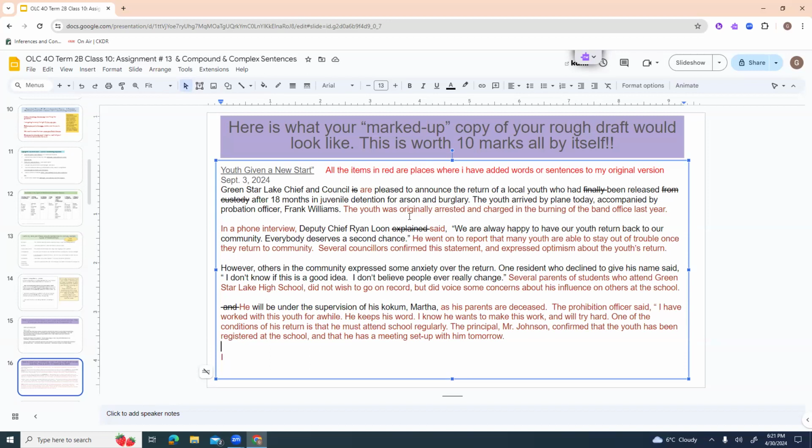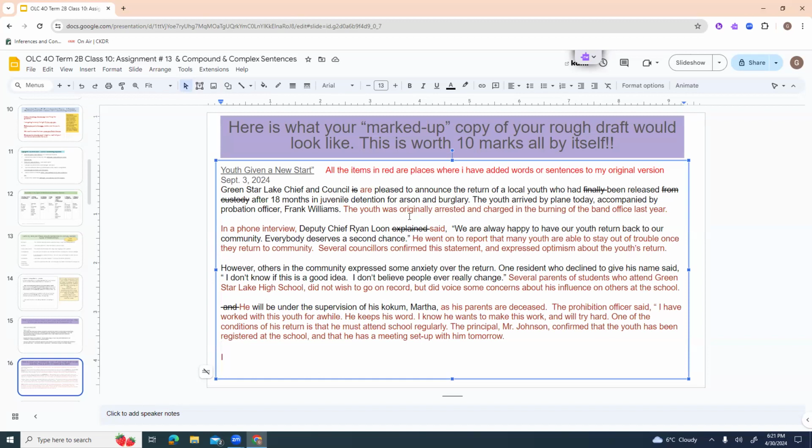Who is the youth? What happened? He's being returned from juvenile detention. How: he's arrived by plane. Where: he's going to be at the airport. When: today. Why: his time is done, and we added on that he was originally arrested and charged last year.